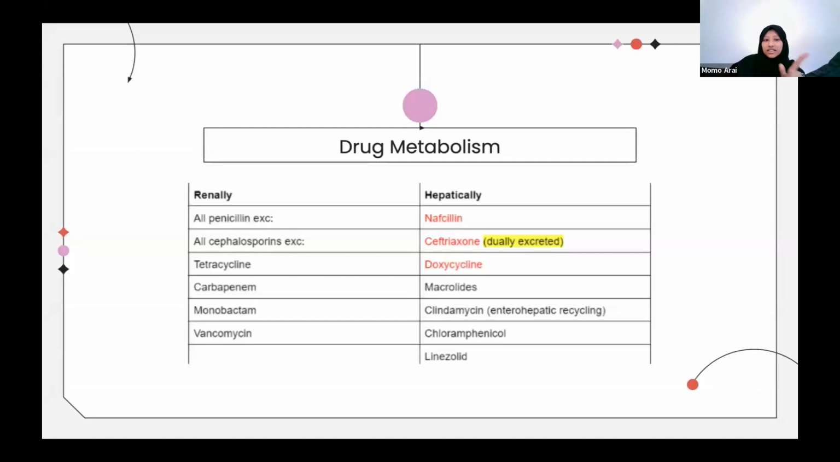The ones in red are the exceptions of the classes. You can see here vancomycin is renally excreted, and that's why it's the only drug in the list that can cause nephrotoxicity. People who are renally impaired, you should be careful when giving them vancomycin. I hope that's clear to everyone. If it is, we can move on.